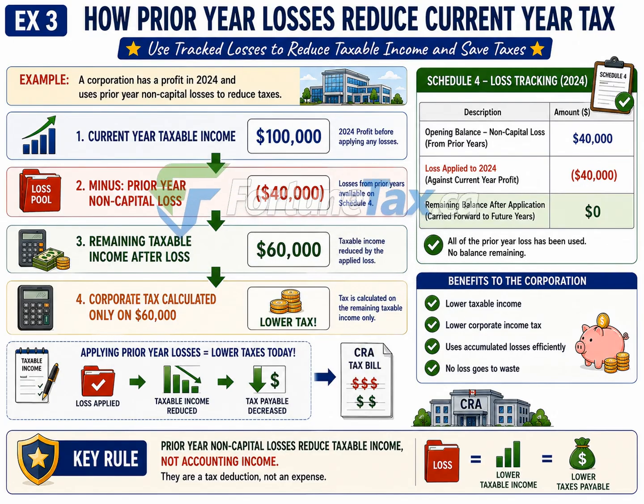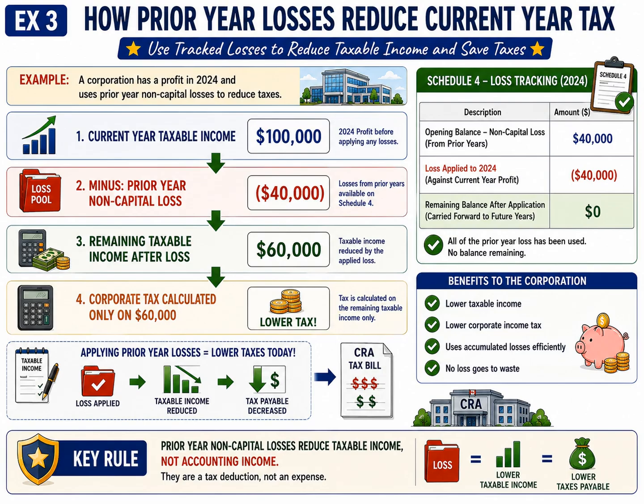If there were no prior year losses available, the corporation would calculate and pay income tax on the full $100,000. However, the corporation also has a non-capital loss of $40,000 that was carried forward from a previous year. This loss has already been tracked on Schedule 4 and is available to offset the current year's taxable income.